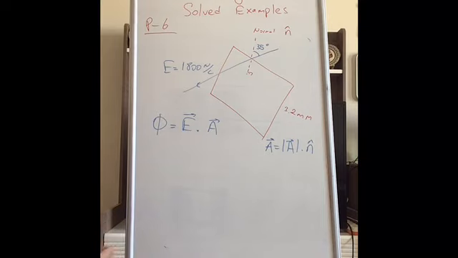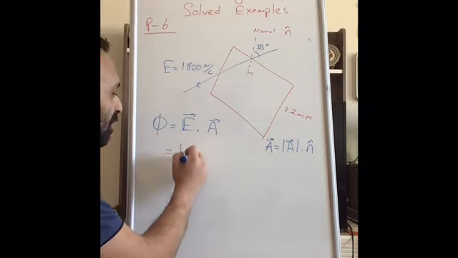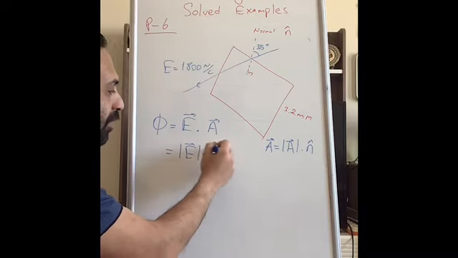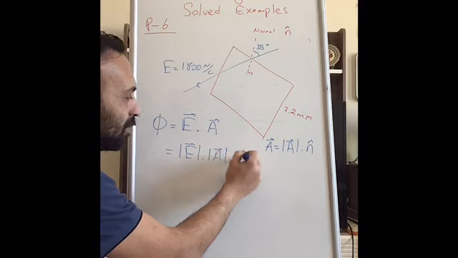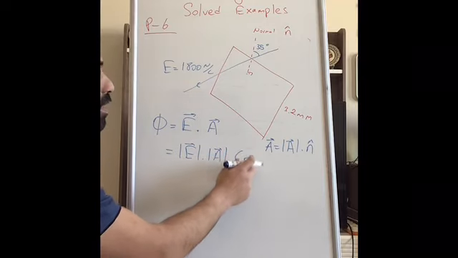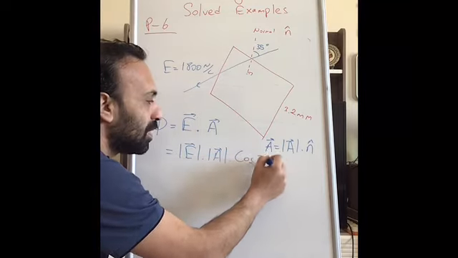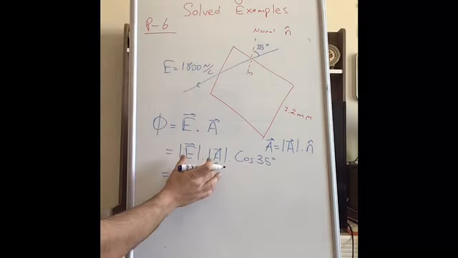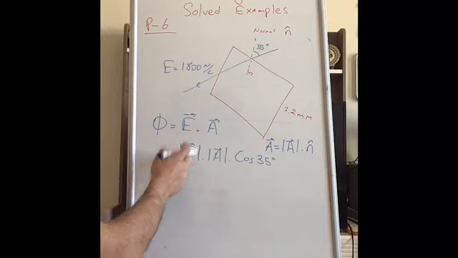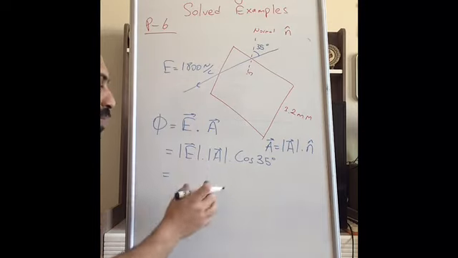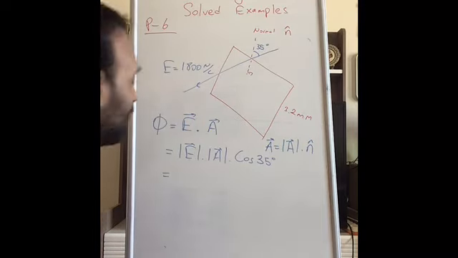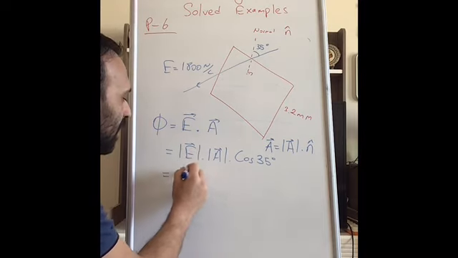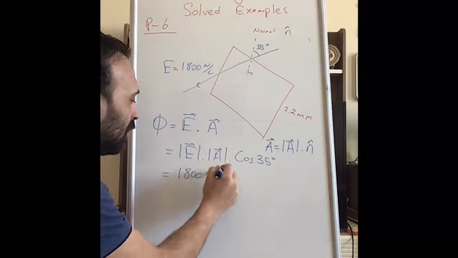So using the definition of the scalar multiplication, I can write them in terms of the magnitude of the electric field, magnitude of the area times cosine theta. Theta is the angle between them, so it is 35 here. Okay, so I can use this. You don't need to integrate anything because the electric field is constant through the surface, so it is just simply the scalar multiplication. The magnitude of the electric field is equal to 1800 Newton per Coulomb.